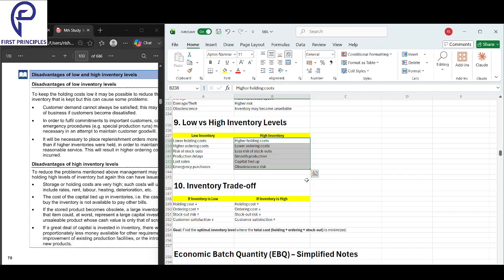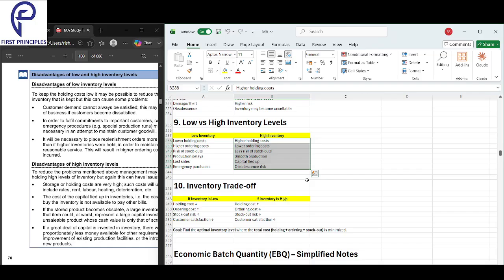Next, there is less risk of stockouts. Next, there is smooth production because you have a lot of inventory. Capital is tied up, a lot of capital, because you have purchased so much inventory. And next is obsolescence risk. There's a risk that your inventory might get obsolete.